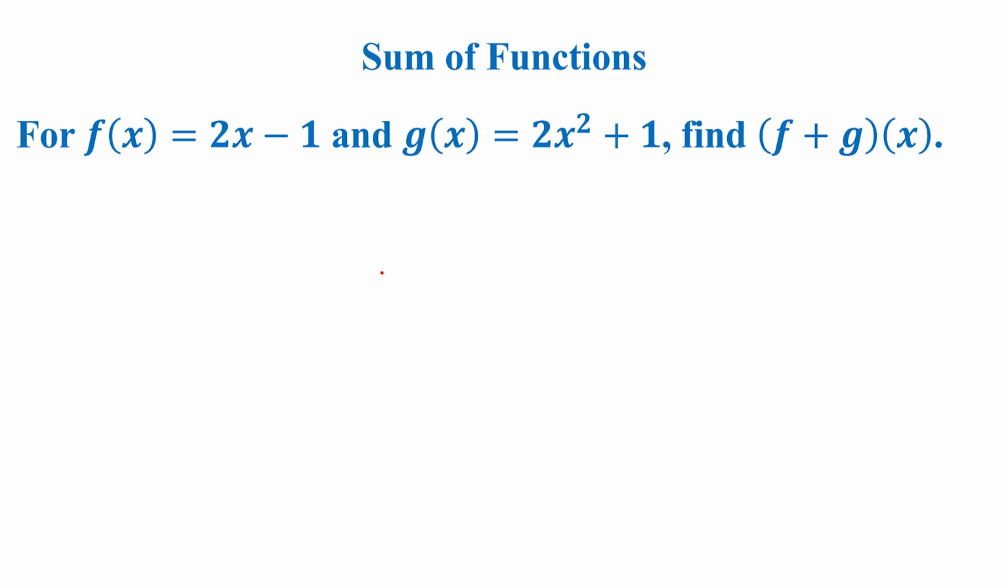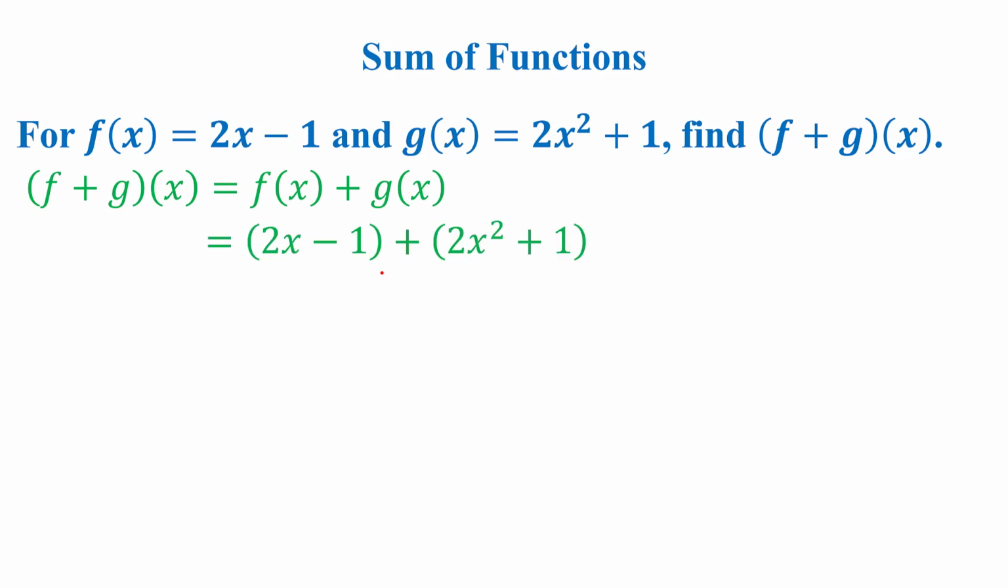where our first example is for f(x) = 2x − 1 and g(x) = 2x² + 1. Find (f + g)(x). So what we do here is, the rule for this is that (f + g)(x) is equal to f(x) + g(x), and then I replace f(x) with 2x − 1 and g(x) with 2x² + 1. Combine like terms to give us 2x² + 2x. You can see that minus 1 plus 1, we have 0 there. So our final answer here would be 2x² + 2x.